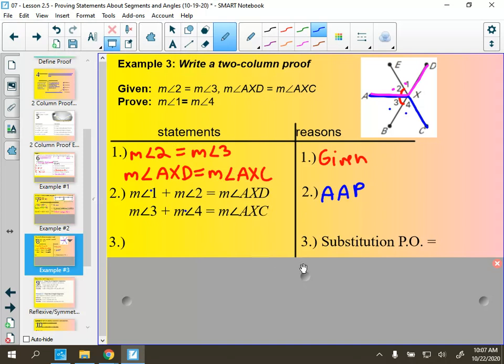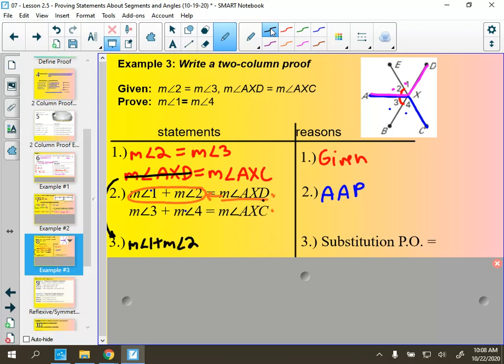Here's kind of my take on this one. I want to tie these two statements together. I want these in the same equation. So wherever I see an AXD, what do I know AXD is equal to? It's equal to this thing right here. So I'm going to replace, and again, don't necessarily go back through and cross this off. I want to be able to read your proof. But I'm going to replace this AXD in this statement with the measure of angle 1 plus the measure of angle 2.